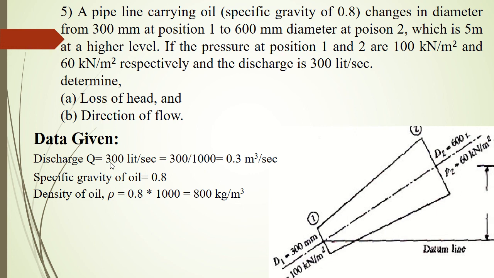The discharge Q is given, 300 liter per second. You convert it into meter cube per second by dividing by 1000, so it becomes 0.3 meter cube per second. Specific gravity of the oil is 0.8, and what is the density? Just multiply the specific gravity by 1000 to convert it into density. So 0.8 into 1000 is 800 kg per meter cube.